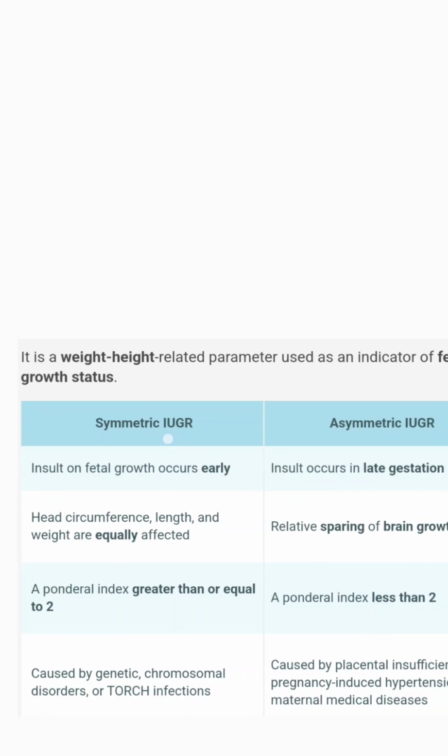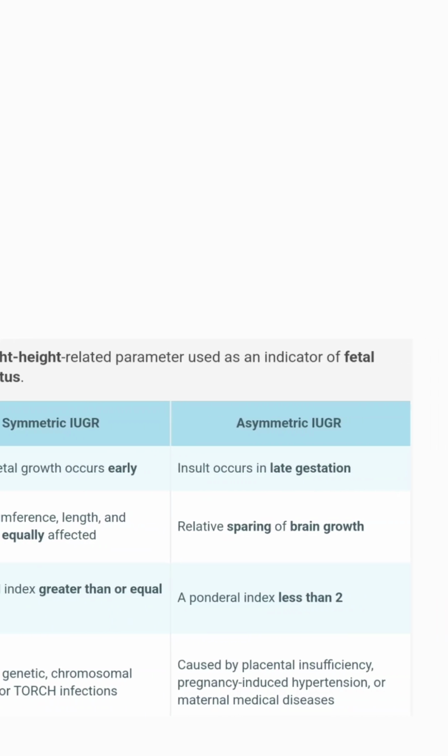In asymmetric, it's called asymmetric because the brain is not affected, and since the brain is not affected, the ponderal index will be less than 2. It's mainly caused by maternal medical conditions, for example maternal diabetes, maternal hypertension, preeclampsia, placental insufficiency.